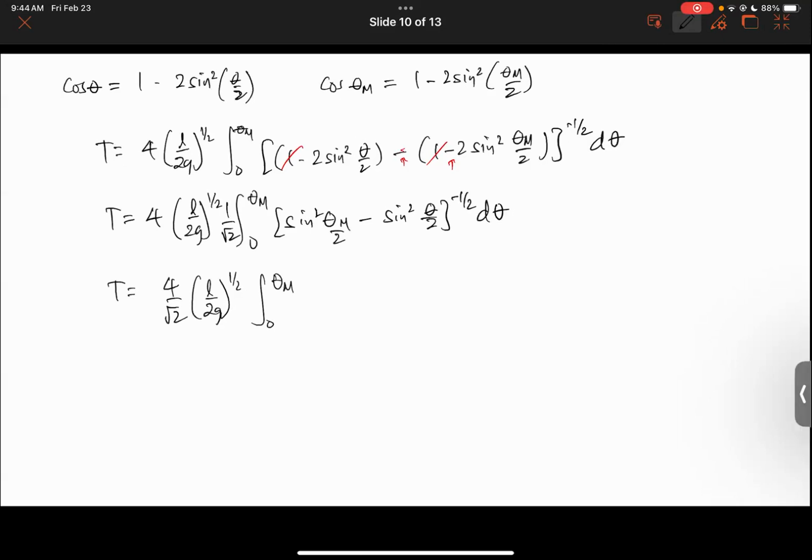Okay, now if we factor out sine theta sub m from this whole bracket, mangyayari is sine squared theta sub m over 2. Sige lang, ganito muna. Sine squared theta sub m over 2 times 1 minus sine squared theta over 2 over sine squared theta sub m over 2. And then, of course, may negative 1/2 tayo dyan, di ba? Pag in-apply natin yung negative 1/2, magiging negative 1 yan. Of course, d theta.